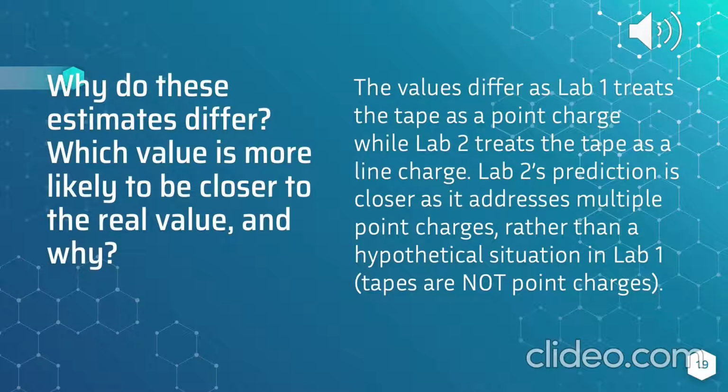As I stated, the values from each of the labs differ, as Lab 1 treats the tape as a point charge, while Lab 2 treats the tape as a line charge. When asked which one seems more realistic, I will go with Lab 2, because it addresses multiple point charges, rather than a hypothetical situation in Lab 1 where tape is a point charge. We know that in the real world, a piece of tape has more than one particle, more than one atom, more than one force repelling, which aligns more closely to what Lab 2 is trying to explain.